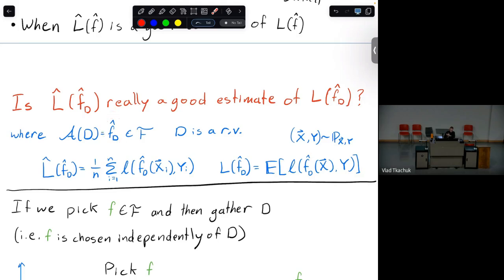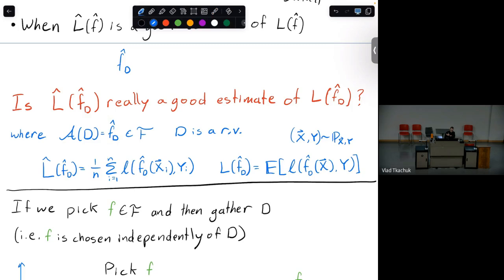And just to make it very explicit, I write this thing. Of course, this equals this. And to explicitly denote that I have dependence on the data set, that if you change D, then the predictor changes, and that D is a random variable here.